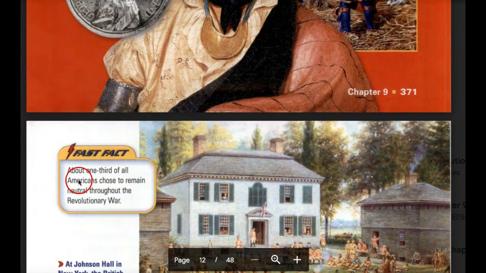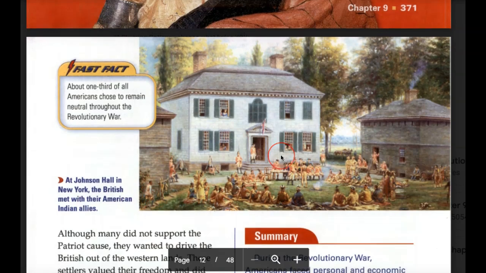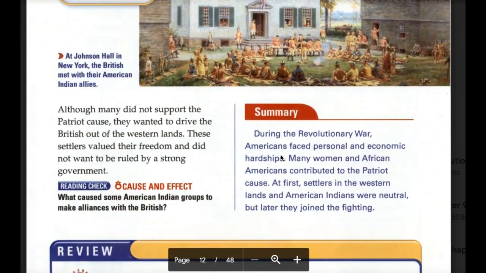About 1/3 of all Americans chose to remain neutral throughout the Revolutionary War. At Johnson Hall in New York, the British met with their American Indian allies. So what caused some American Indian groups to make alliances with the British?